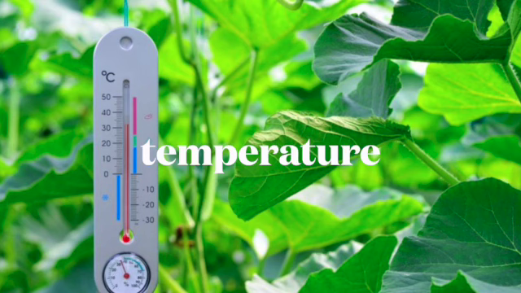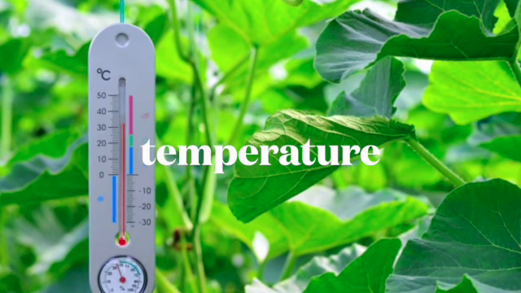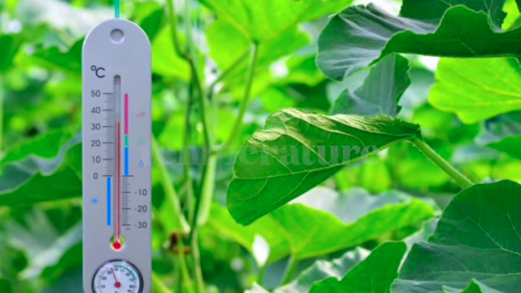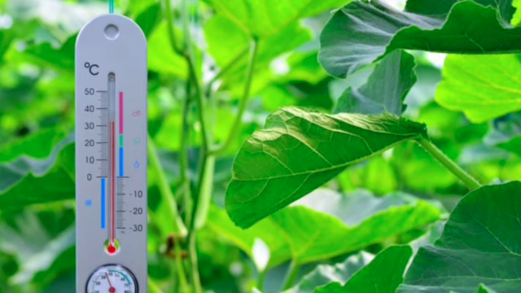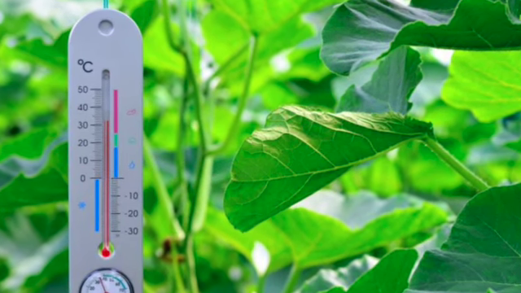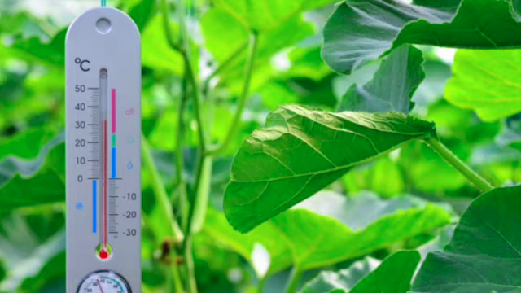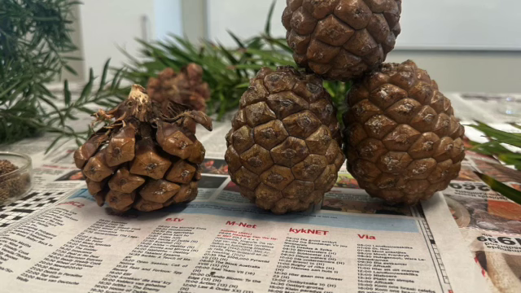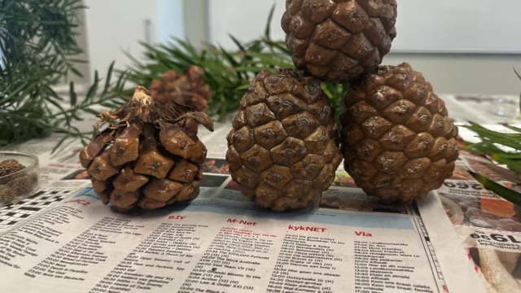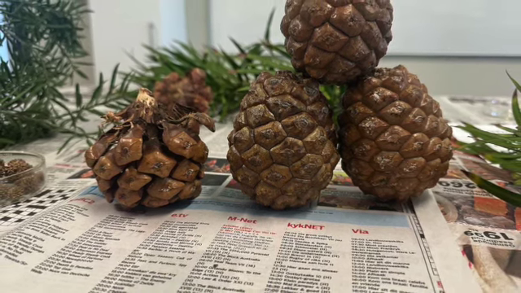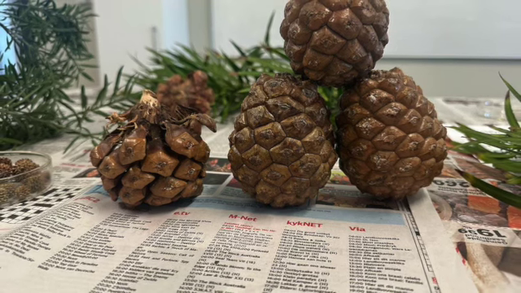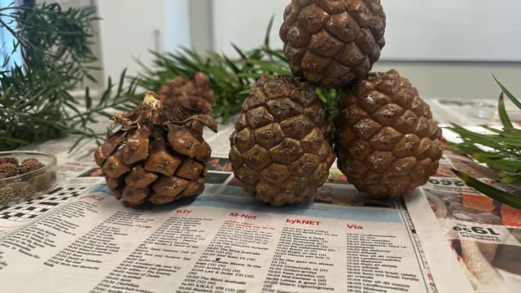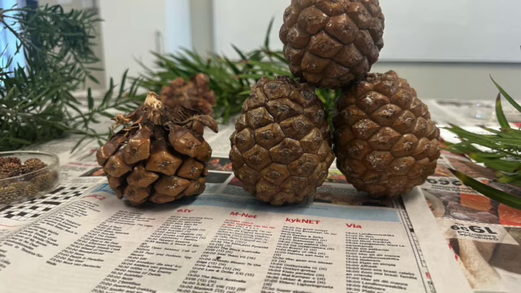Temperature plays a major role in plant reproduction. Extreme temperatures can slow seed germination, delay flowering, or even damage pollen. Conifers, which dominate cold regions, have needle-like leaves coated with a thick wax to prevent moisture loss. Their seeds are enclosed in cones, protecting them from freezing temperatures.